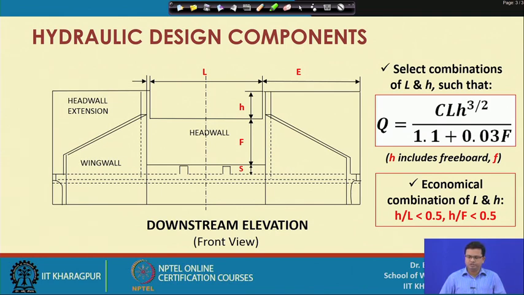Then another thing we have to consider is that for an economical section, small h divided by capital L and small h divided by capital F should be less than 0.5. If small h divided by capital F is greater than 0.5, then it will invite more scouring. For this, generally we use small h divided by capital F less than 0.5. So, I have to select a combination of L and small h such that these criteria are fulfilled.